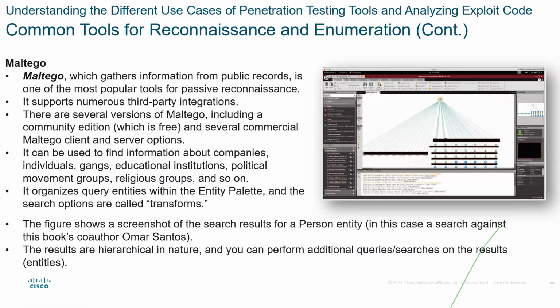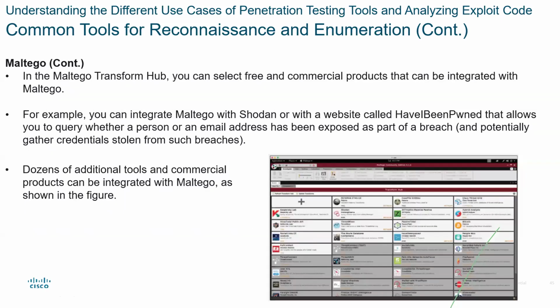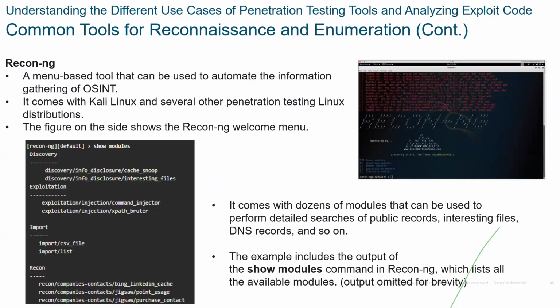So there's a community edition, there's a professional edition. You're going to get the best of most of these applications. The professional editions actually work more. They have some protections, but the community editions reveal the same thing that you can find online on some platforms, right? And Recon-ng is a menu-based tool that can be used to automate information gathering of OSINT, open source intelligence.